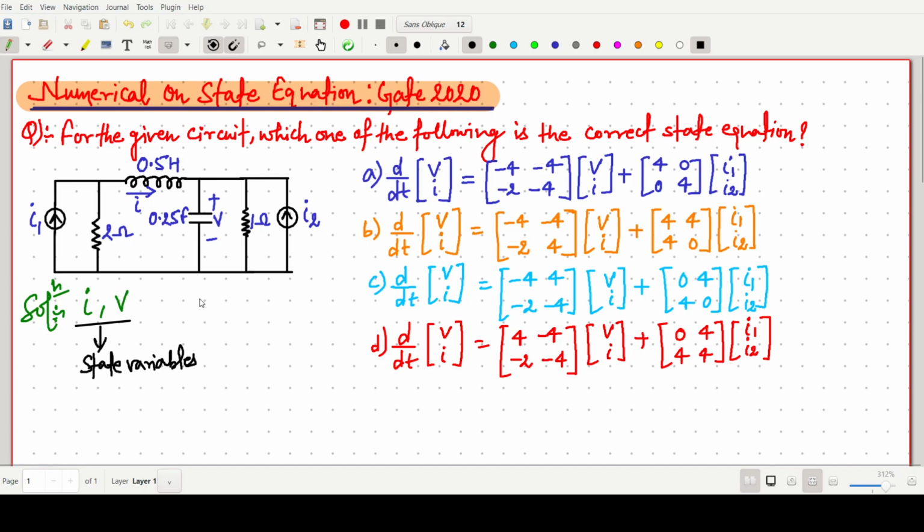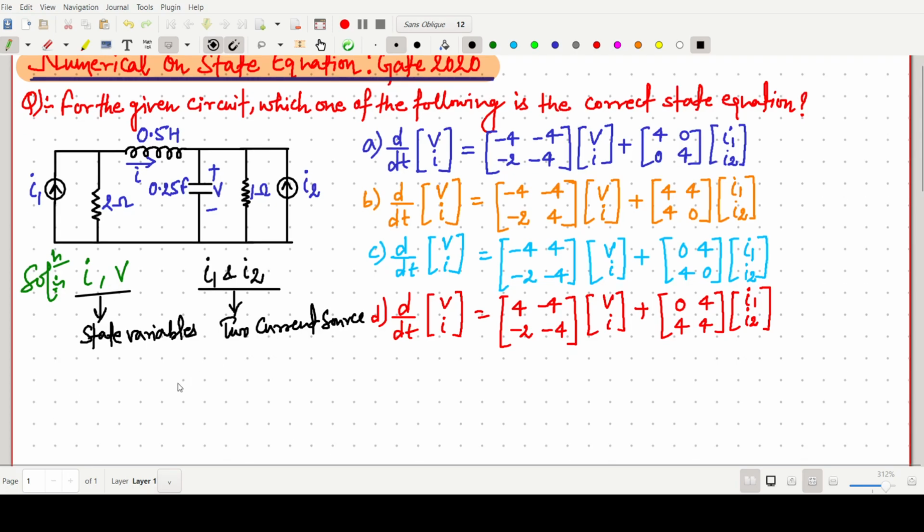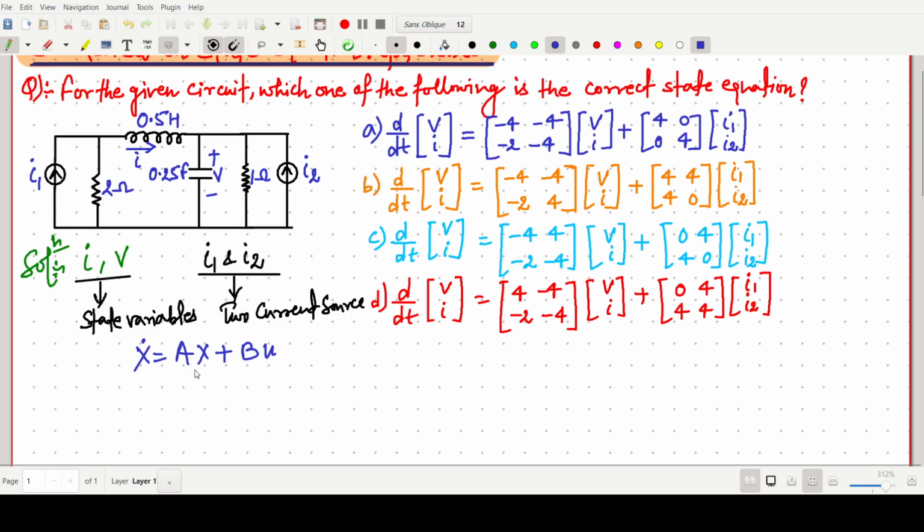And I1 and I2 are the two current sources. A general state equation can be written as x dot equals Ax plus Bu.